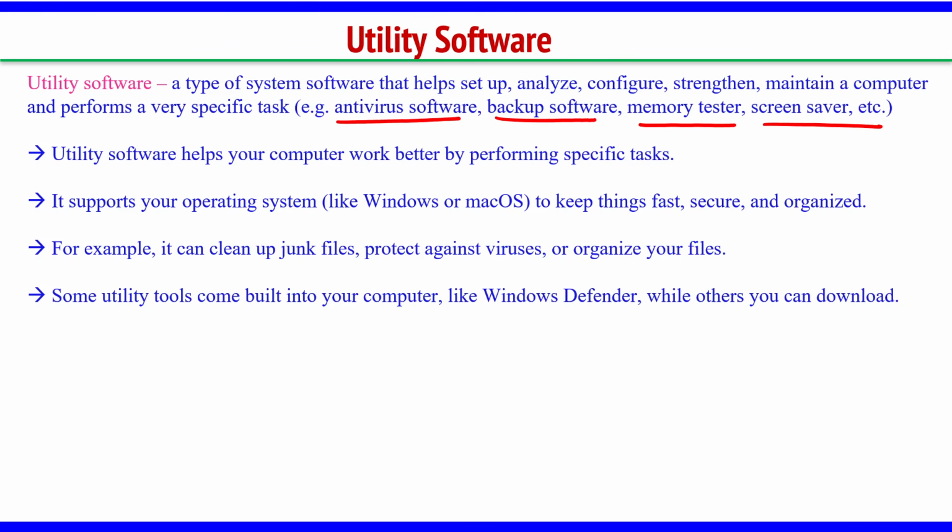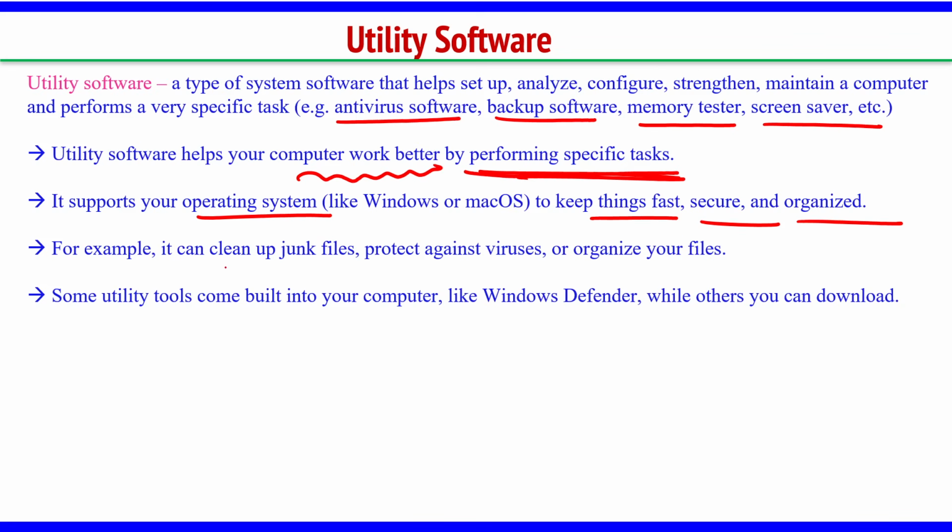So all these are additional software. If utility software is not there, the computer can still work, but if you have them, its performance increases. So utility software helps your computer work better by performing specific tasks. To effectively utilize your computer and have some additional benefits, we may have to use utility software. It supports your operating system to keep things fast, secure and organized.